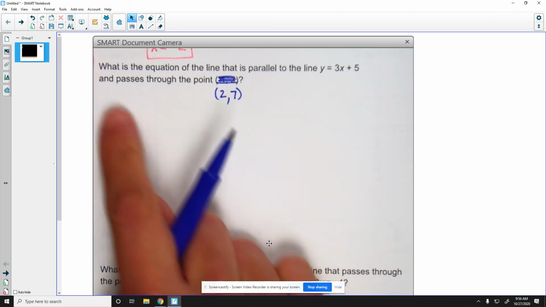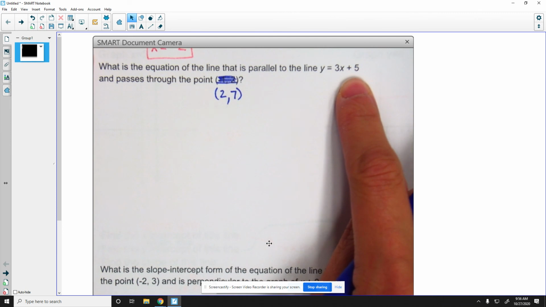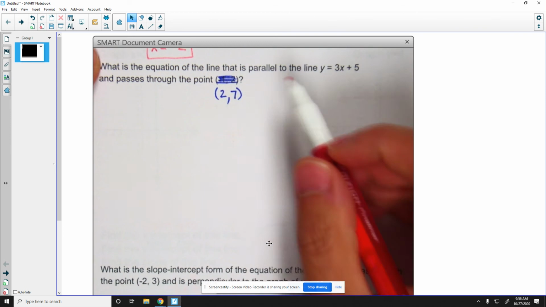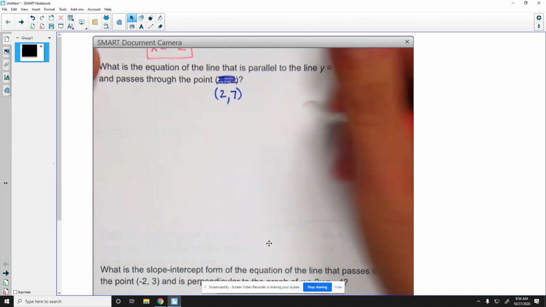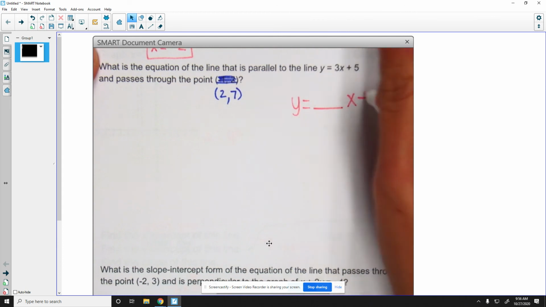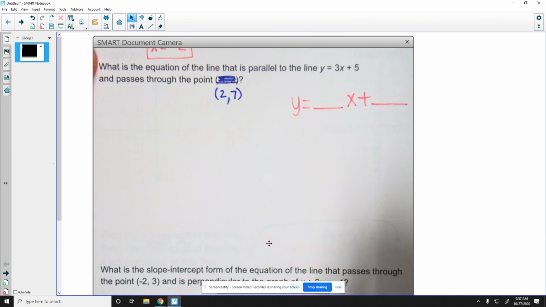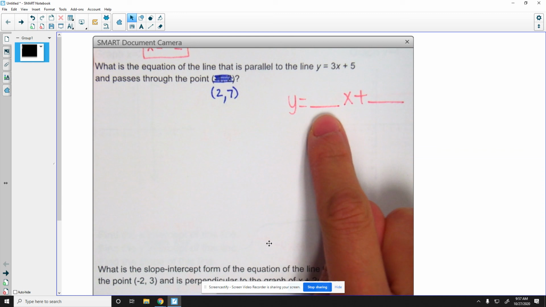So this question is saying, what is the equation of the line that is parallel to this and it passes through that point? So remember what we did when we did this? This was like 4.3, I think. So my final answer is going to look like this, right? I have to figure out what's the slope, what's the y-intercept. Well, I want it parallel to this line. So I already know what the slope is.